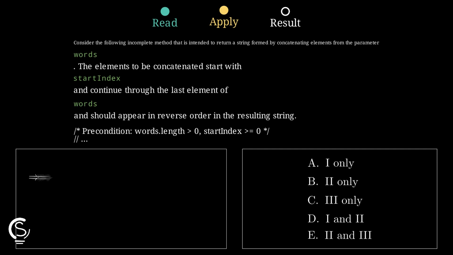Next, segment 2 uses a simple while loop starting from the end of the array. It correctly appends each word back to the start index, making it a perfect solution here.